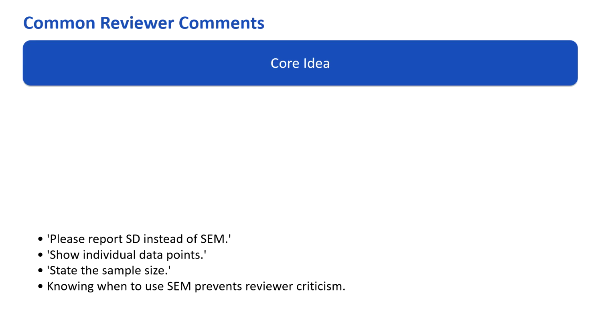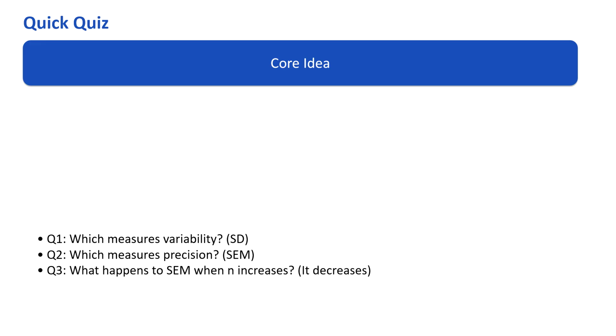Now, let's quickly check what you have learned so far. So, pause the video and answer these 3 questions. Which statistic measures variability among individuals, and which measures the precision of the mean? I think you don't need to pause because the answer is already written there. And what happens to SEM when sample size increases? So if you answer SD, SEM, and SEM decreases, I think you have got it. And if you understand why I put these examples, I just need you to understand the core idea and the core concept.